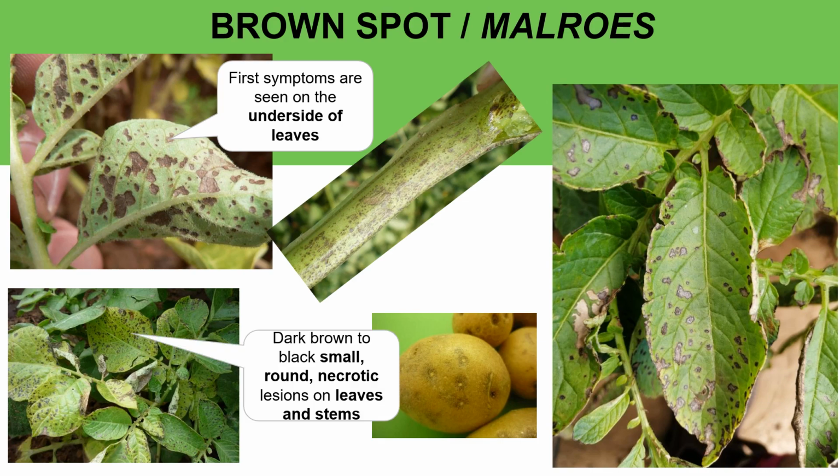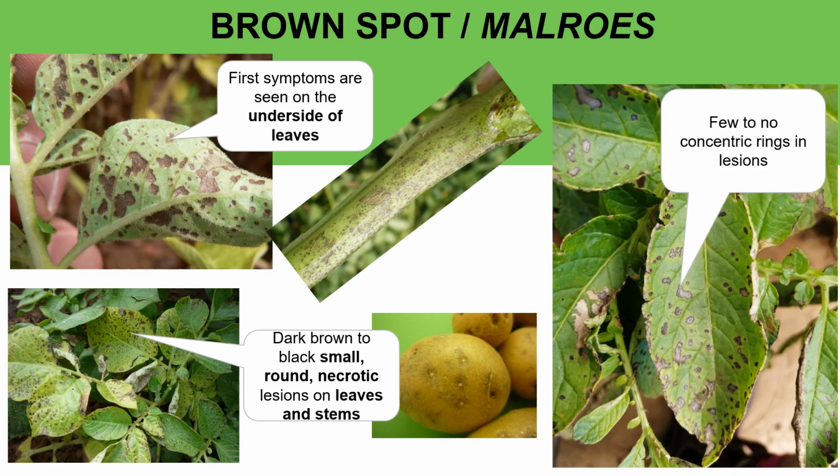The symptoms of mulrus or brown spot are dark brown to black, small, round necrotic lesions on leaves and stems. In contrast with Alternaria solani, they generally don't become very large and they don't coalesce, they stay small and round. They do not have concentric rings in the lesions.